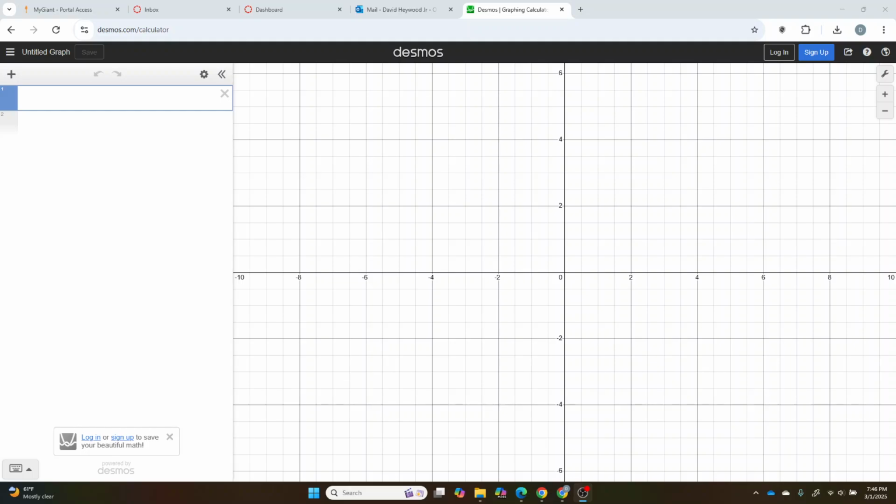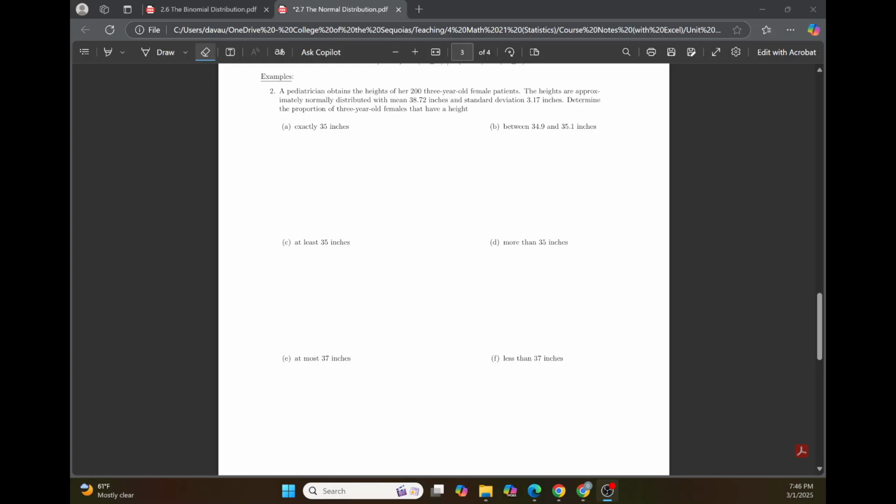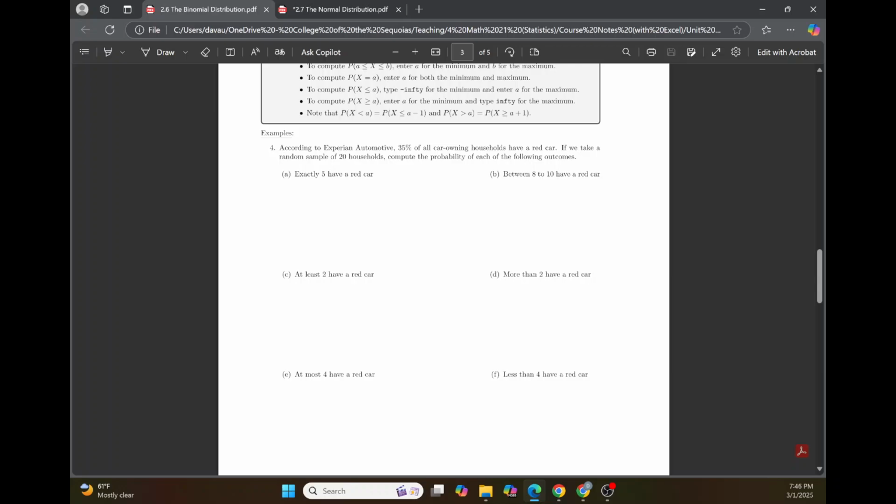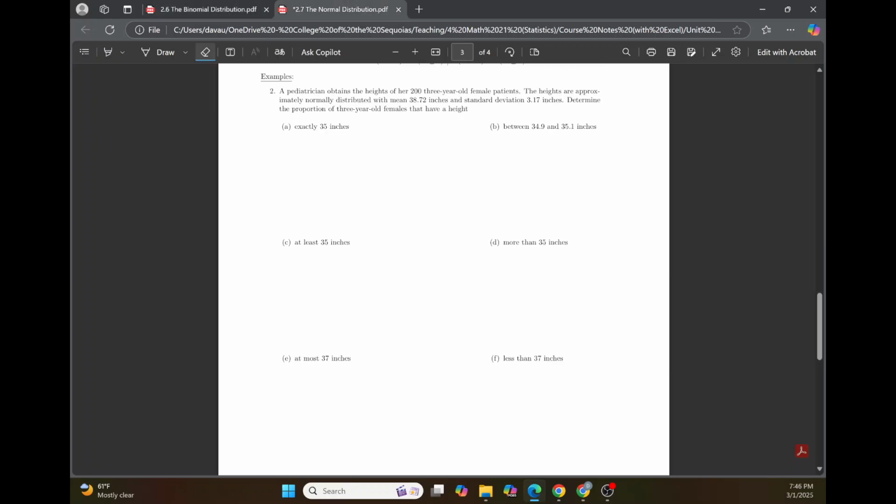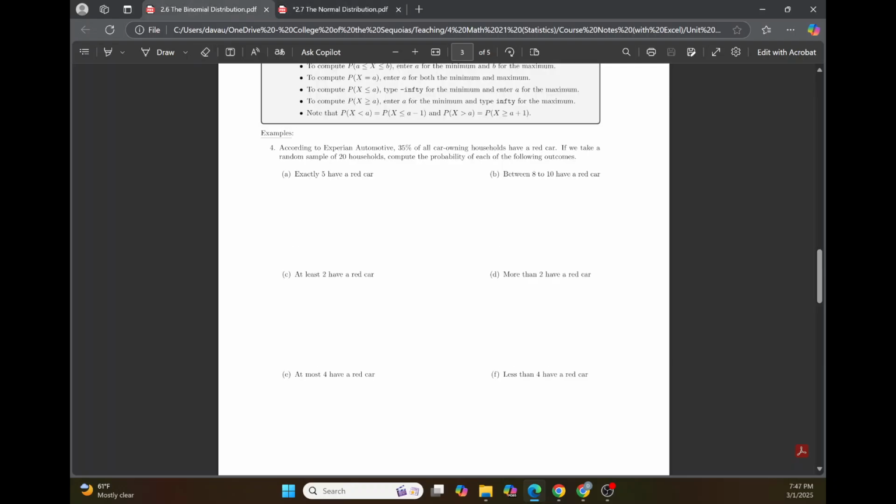So, what I wanted to do was just go over these problems from 2.6 and 2.7. I wanted to go over them just to show you how this would work in Desmos now that Desmos has been updated. And this update literally took place this week. I was just doing these problems on Thursday, and it was with the old version. And then sometime Friday or today, Saturday, they decided to change it for whatever reason.